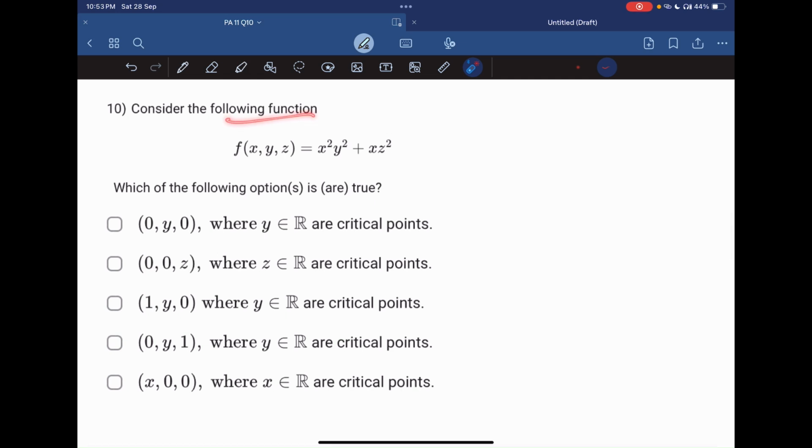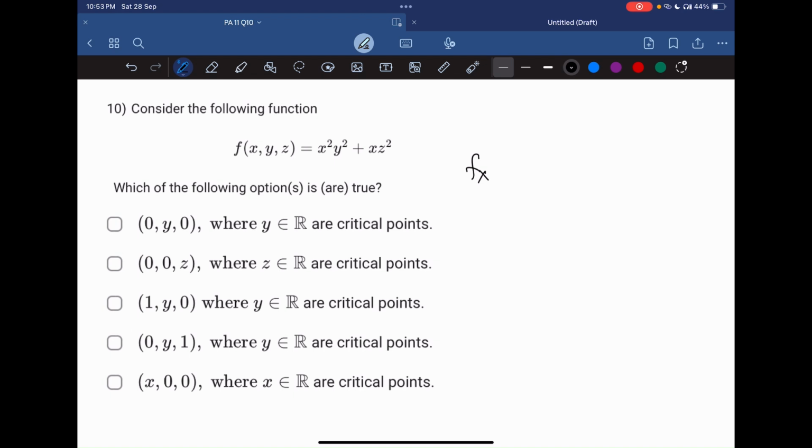Consider the following function f of x, y, z is equal to x squared y squared plus x z squared. Which of the following options are true? The options are asking to check for the critical point of the function f. For that, let's first find the partial derivatives of the function f.